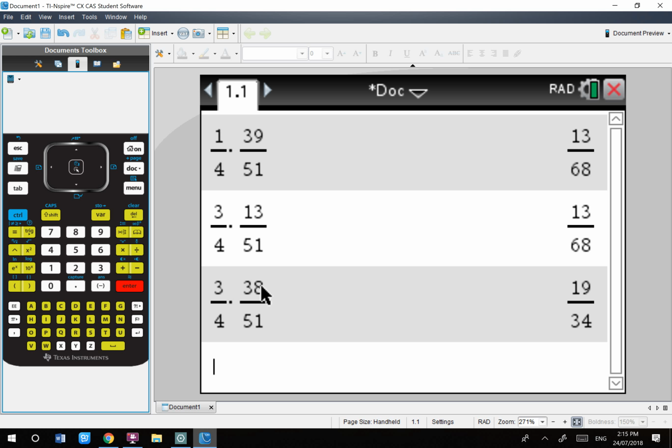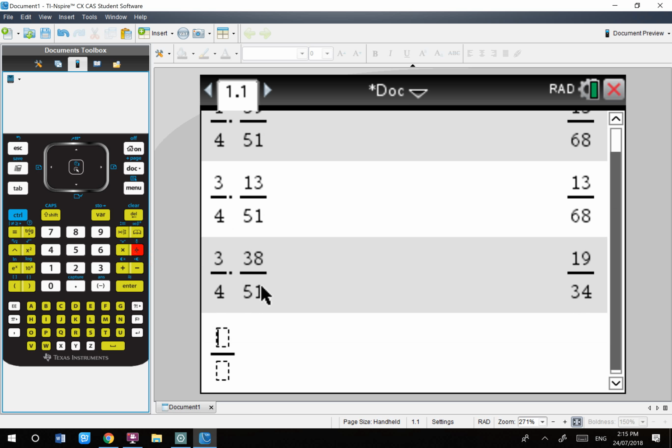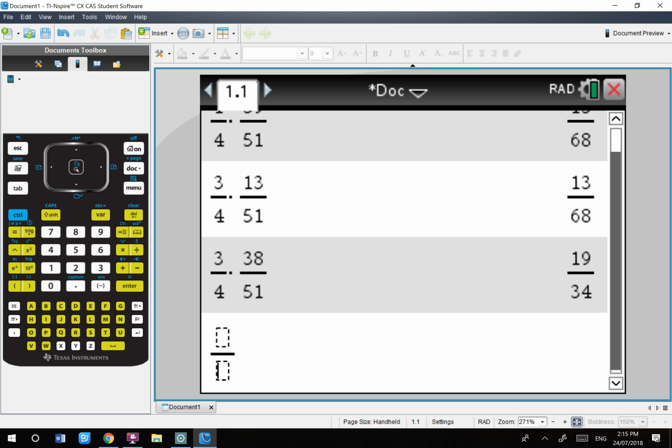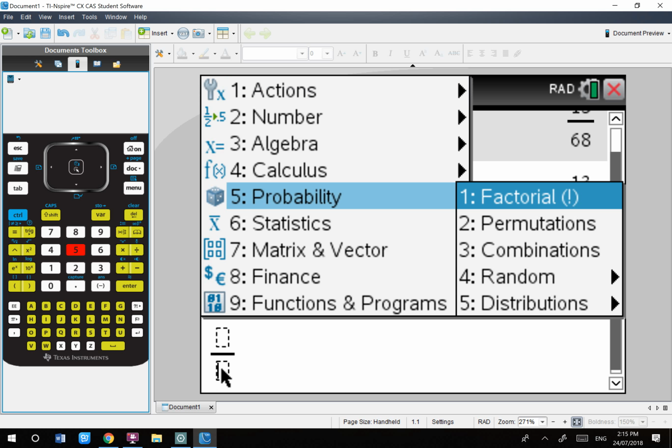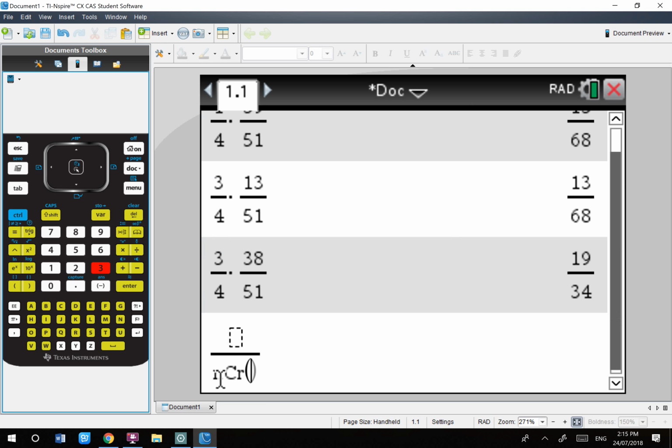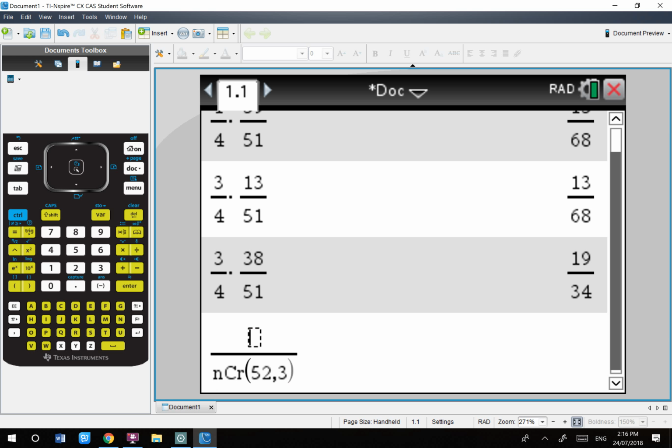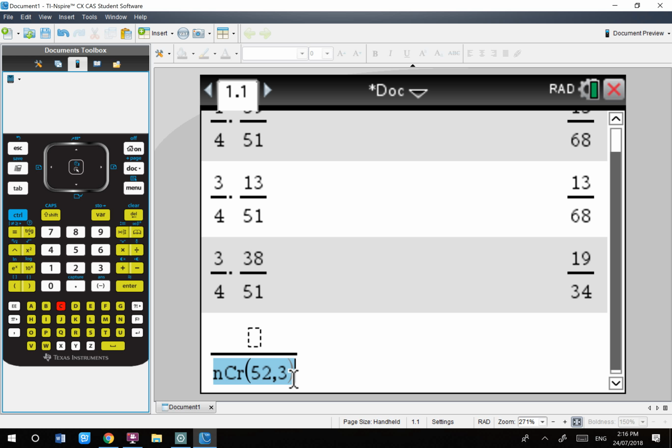So how do we do it by calculator? For example, the first one, the denominator is 52 select 3. So in the menu, probability and then combination. I want to have 52, comma 3, select 3. That's my denominator. So I can copy that and paste that here.